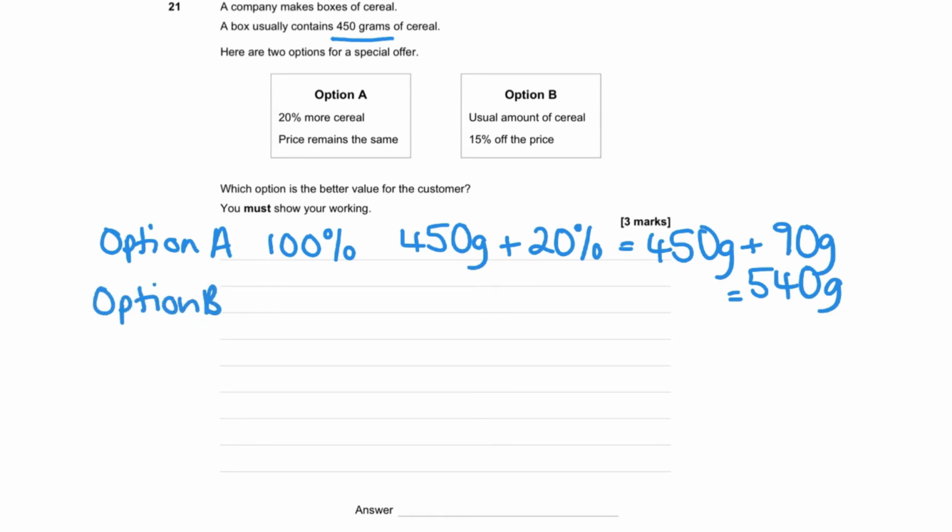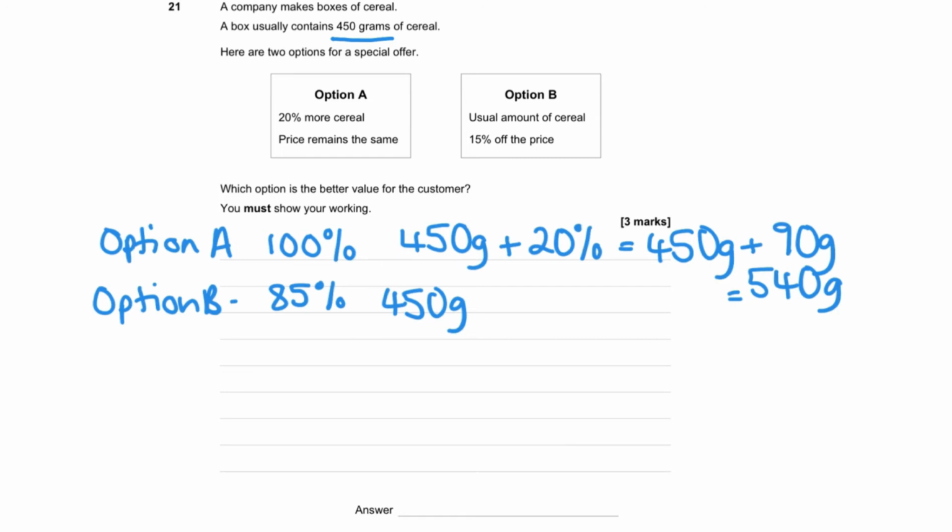Option B, we get the same amount of cereal, so that's 450 grams, but 15% off the price. So for that 450 grams, we're only paying 85% of the price. So in order for us to compare which deal is the best deal, we need to work out how much cereal you get for the same percentage of the price. So let's take the values at option B. 85% of the price you get in 450 grams of cereal.